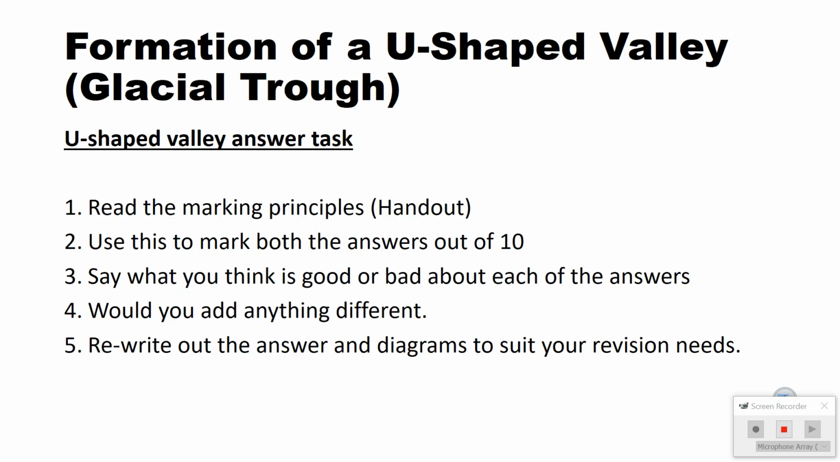Right, formation of a U-shaped valley or glacial trough, your task. I want you to have a look at these marking exercises. Normally I'd give you a little handout in class, and you have a go at marking these answers. Actually, I did 8. I don't know why I've got 10 there. It's from an older piece of work. Say what you think is good or bad about each of the answers. Would you add anything different, and rewrite the answers and diagrams to suit your own revision needs?